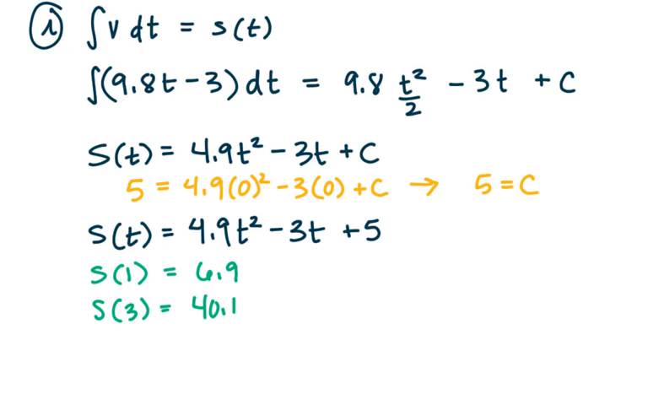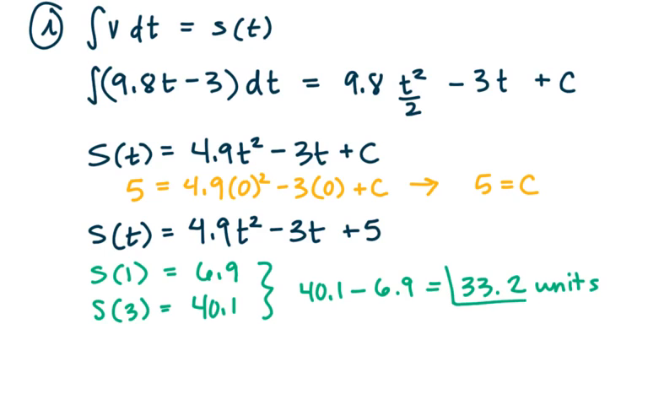So I've evaluated my antiderivative, the position function, at two values, t equals 3 and t equals 1. And if I find the difference in those values, 40.1 minus 6.9, that's going to give me a displacement of 33.2 units, whatever our unit of distance measure is here. So it has moved 33.2 units, feet, miles. It was not specified in this problem.